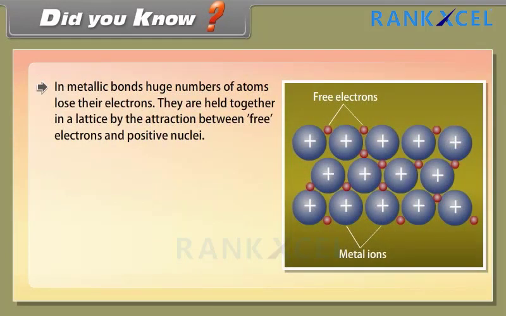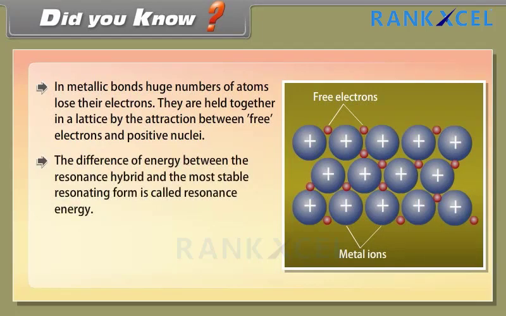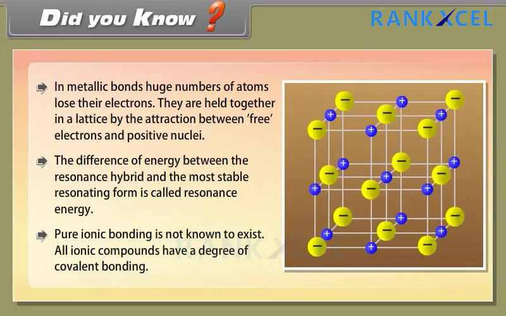Did you know? In metallic bonds, huge number of atoms lose their electrons. They are held together in a lattice by the attraction between free electrons and positive nuclei. The difference of energy between the resonance hybrid and the most stable resonating form is called resonance energy. Pure ionic bonding is not known to exist. All ionic compounds have a degree of covalent bonding.